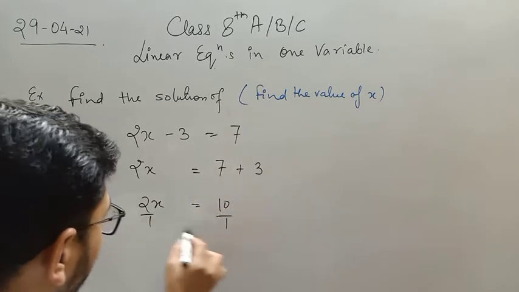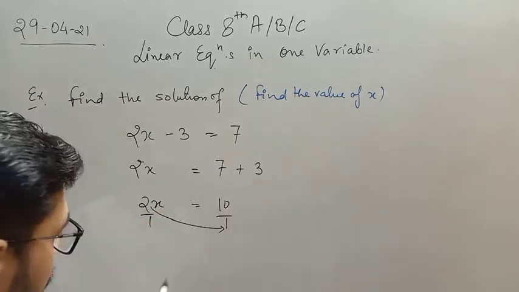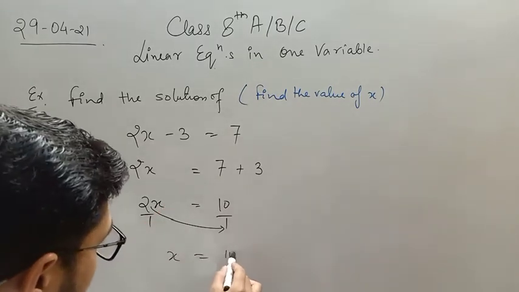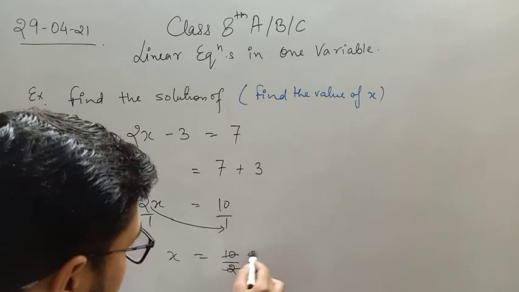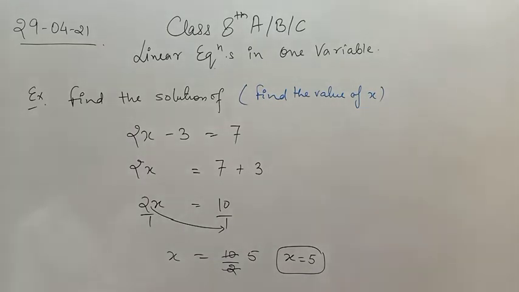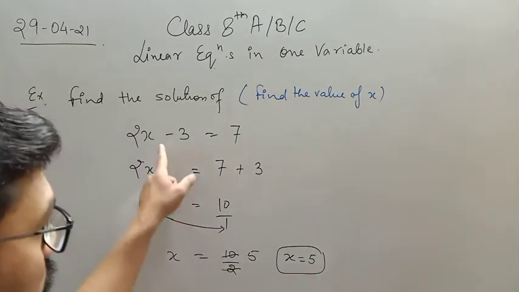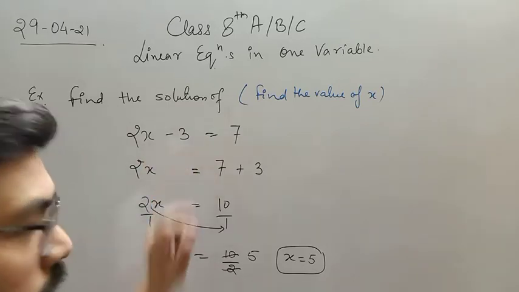So you can write 2x is equal to 7 plus 3, which is 10. Now you just need to divide by 2 to get the value of x. So x can be written as 10 upon 2. 2 fives are 10, that means x is equal to 5. In higher classes you will learn that x equals 5 is also known as the root of this equation, the solution of this equation.